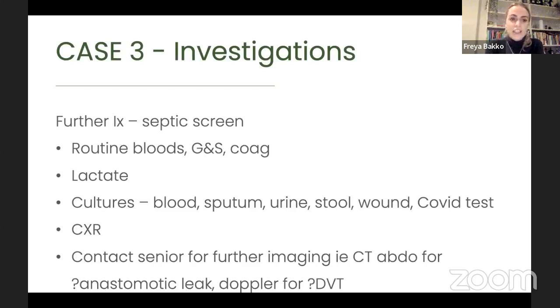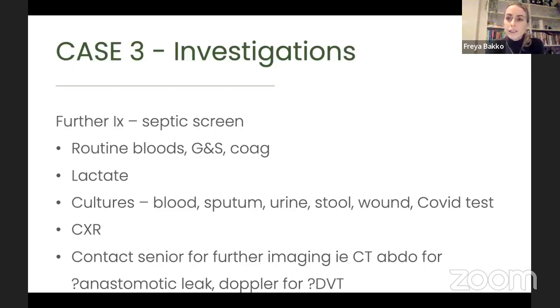When you do your investigations, you want to think of all the sources of infection. So in our case, our patient had coarse crackles in the right middle zone. So you obviously want to do a chest X-ray. But in any septic patient post-operatively, even if you can't hear any crackles, it might be worth doing a chest X-ray anyway, as post-operative chest infections are very common.